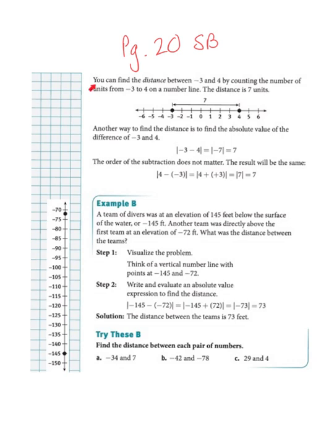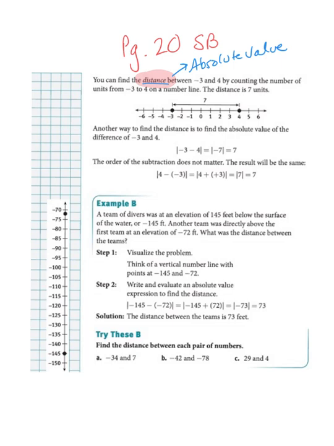So starting here, it says you can find the distance between -3 and 4 by counting the number of units from -3 to 4 on a number line, and the distance is 7. So I want you to keep in mind that this word distance is always associated with absolute value. Remember, absolute value is the distance away from 0 on the number line. So anytime we are talking distance, we can use absolute value.